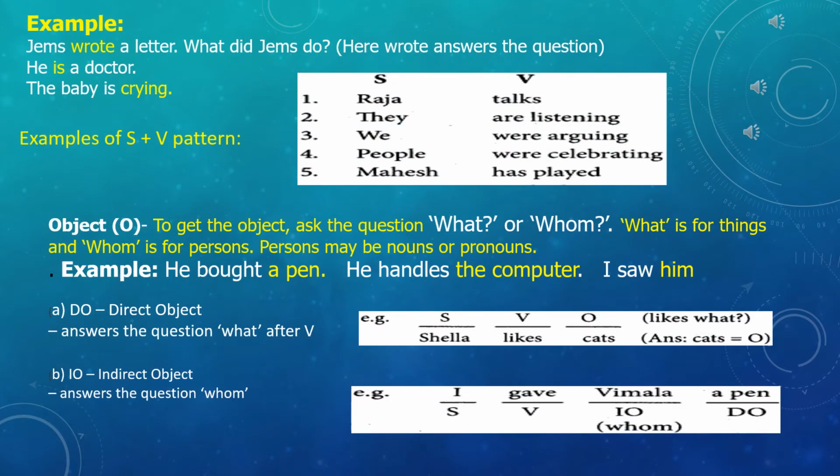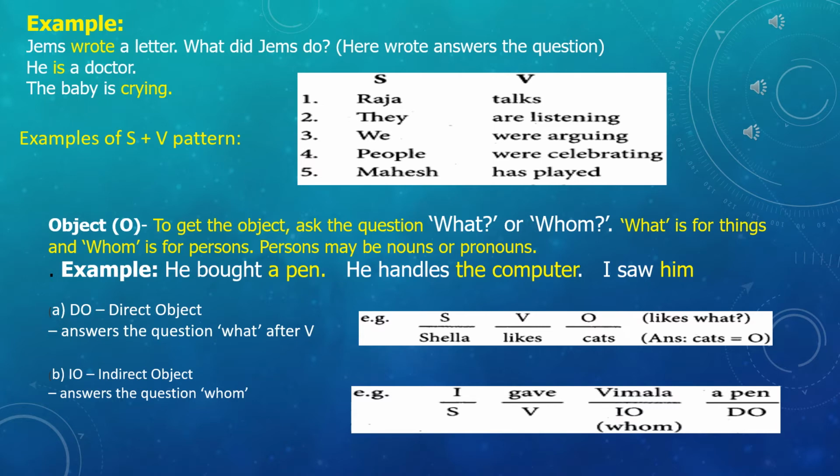Let us see the example of verb. Here the sentence is, James wrote a letter. What did James do? Here wrote answers the question and so it is the verb. The next sentence, he is a doctor. The word is tells us it's a verb. The baby is crying. The word crying denotes the action and so it is a verb.